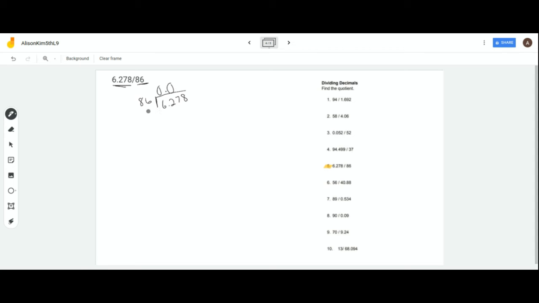Now we try 86 going into 627. Let's get out our calculators and put in 627 divided by 86. What do you get? We get about 7.3, right? But since 7.3 is too much, we have to round it down to what? 7. So we put 7 right there. Now we subtract. So what's 86 times 7? 86 times 7 is 602. So we put 602 right here.